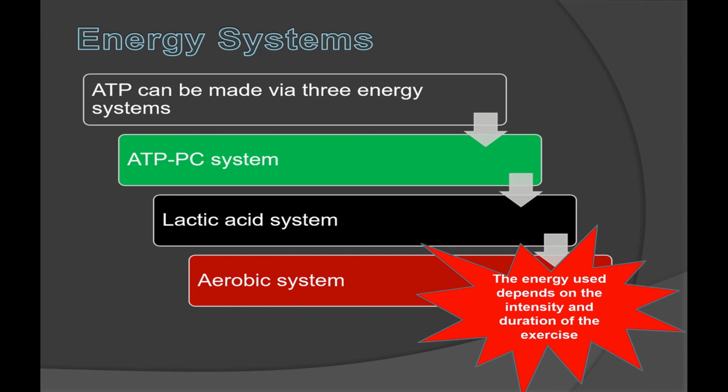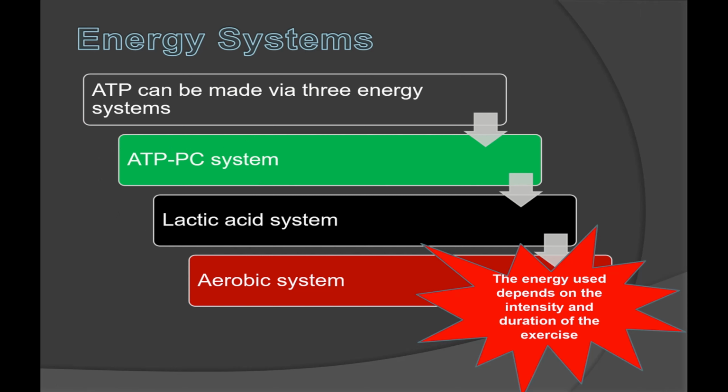Now, as we said, if energy is abundant, then the ADP will quite easily resynthesize back into ATP. However, the energy used depends on the intensity and the duration of the activity or exercise that you're undertaking. So when we resynthesize ATP, we can do this aerobically, which is with the use of oxygen, or anaerobically, which of course is without the use of oxygen. The first 2 energy systems, the ATP-PC system and the lactic acid system, are both anaerobic energy systems, meaning that we are resynthesizing ATP without the use of oxygen.